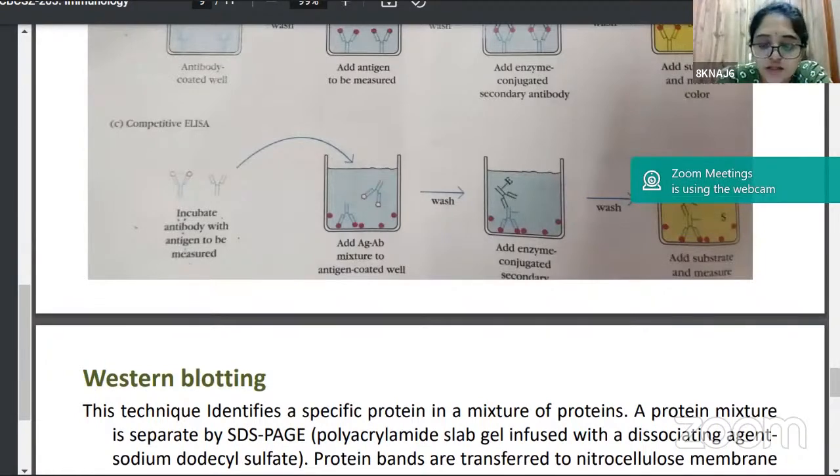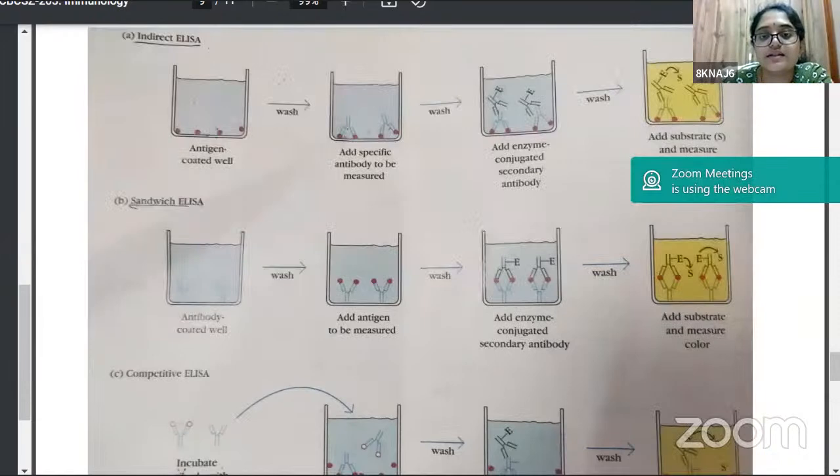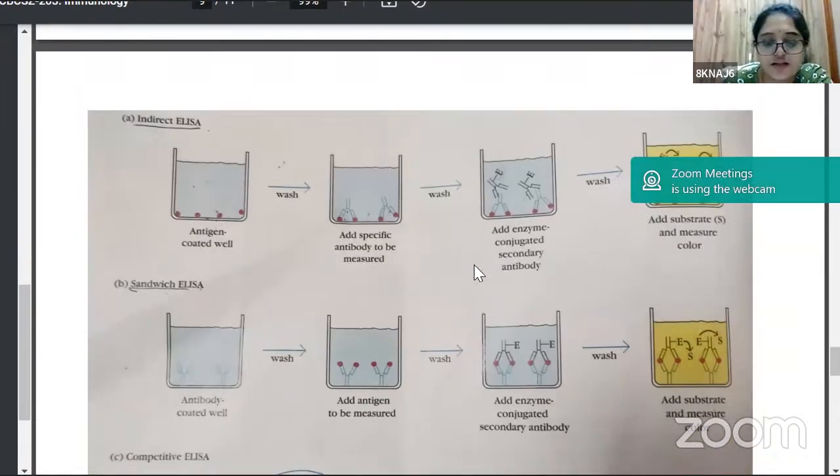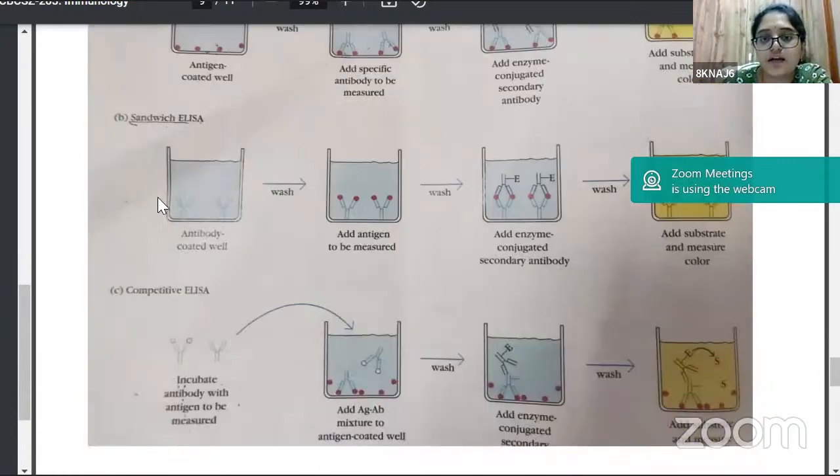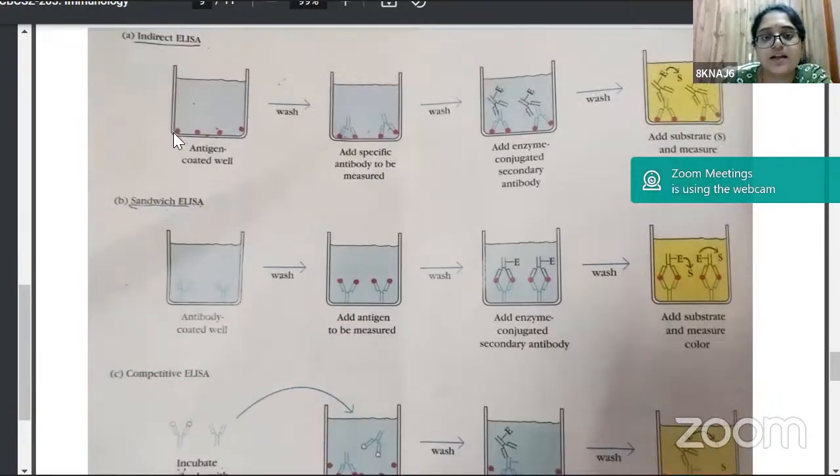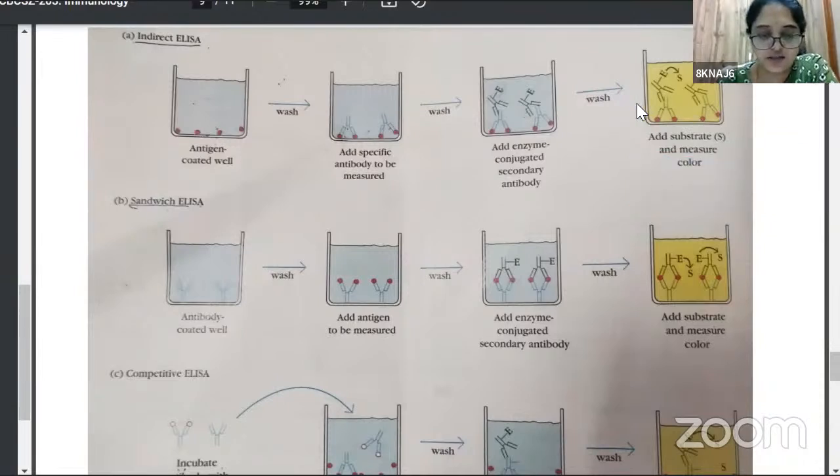Then there is the ELISA test, which is given in your text. This is the picture for the ELISA test. You have different kinds of ELISA: indirect, sandwich ELISA, competitive ELISA. Basically, antigen is coated to the well and antibodies are added to it. Then you add the substrate and measure the color intensity. This is used for testing for HIV, human immunodeficiency virus, to detect the presence or absence of proteins in the serum for any other immunodeficiency diseases.